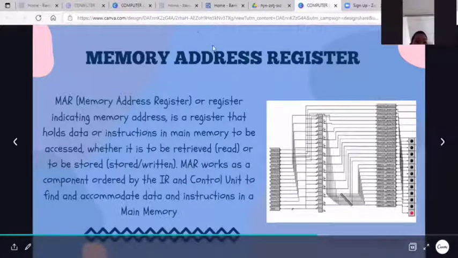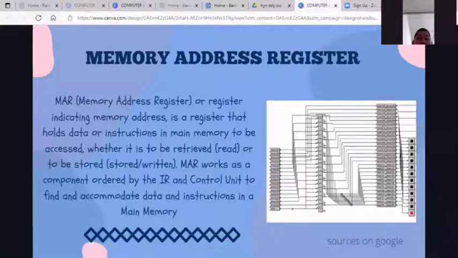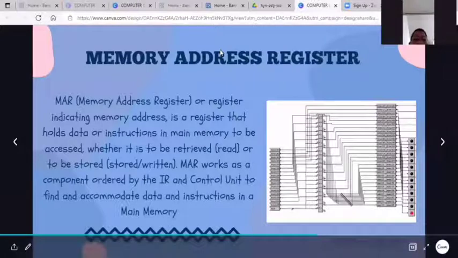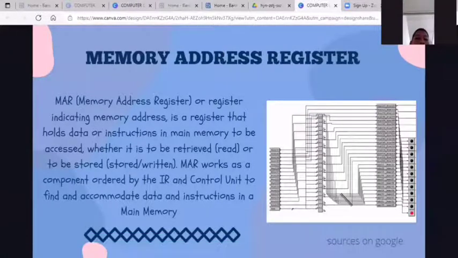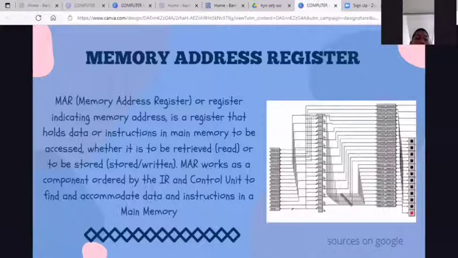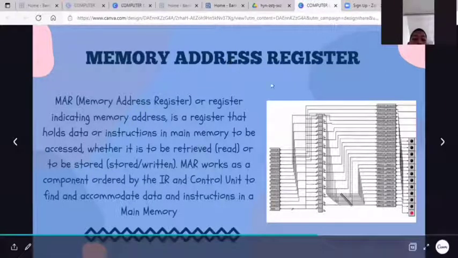Memory address register, MAR, or register indicating memory address, is a register that holds the address of data or instructions in the main memory to be accessed, whether it is to be retrieved or to be stored or written. MAR works as a component ordered by the CPU and control unit to find and accommodate data and instructions in the main memory.